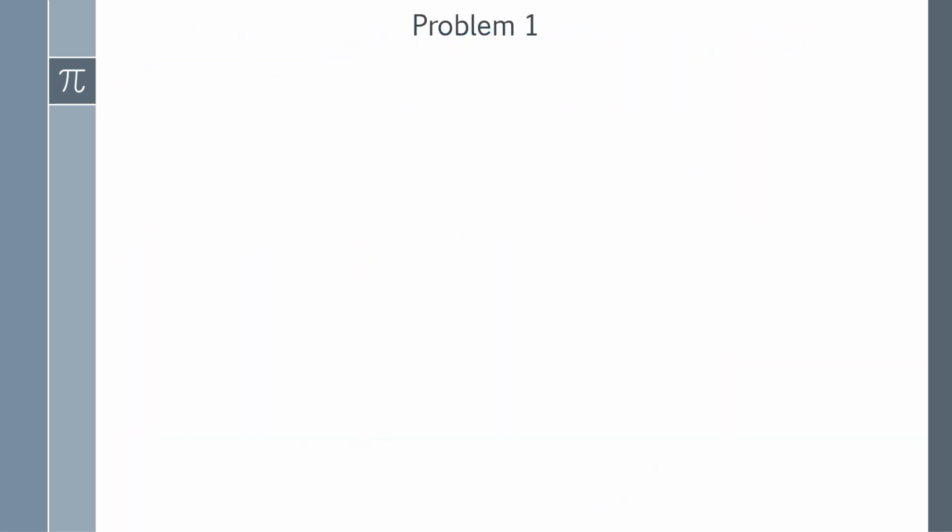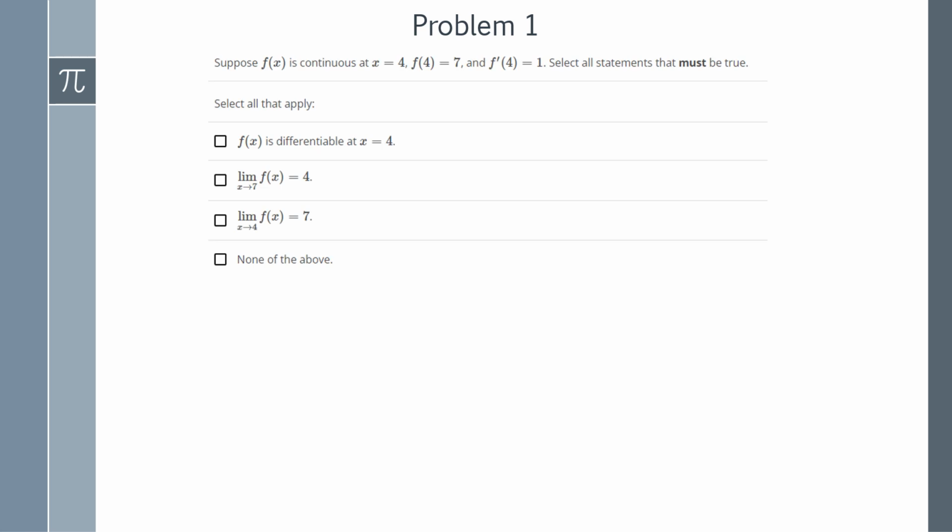I'd like to finish this lecture with the discussion of problems that you might encounter on your homework where we need to use critical thinking and understanding of the definition to answer some questions. It will look something like this. We have a function f of x that is continuous at x equals 4. That's a given condition. We also have the value of our function at 4: f of 4 equals 7, and also f prime of 4 equals 1.